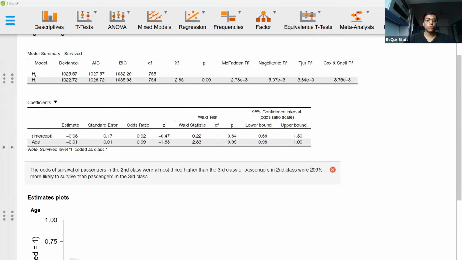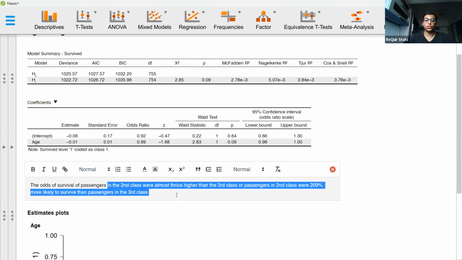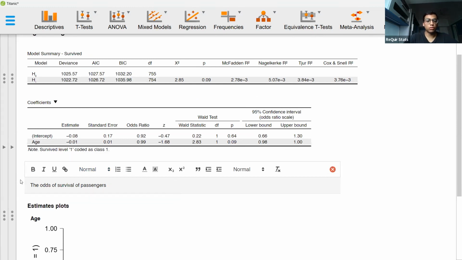Okay, so let's interpret for a continuous variable, age. So the odds of survival of passengers, let's interpret it in a minute. So for each unit increase in a continuous independent variable, the odds of survival increased by 0.99.